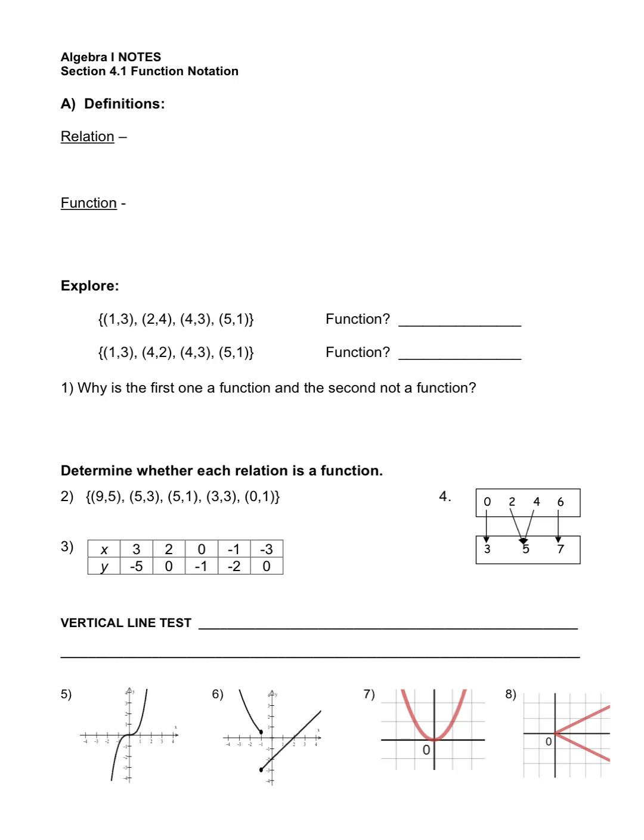Today we will be doing 4.1 function notation. So let's start with the definitions. A relation is the relationship between two sets of data.